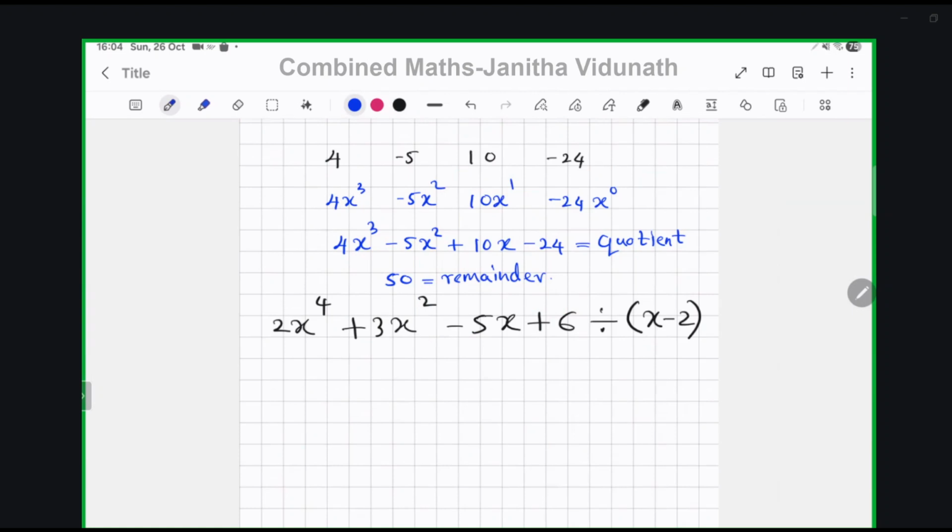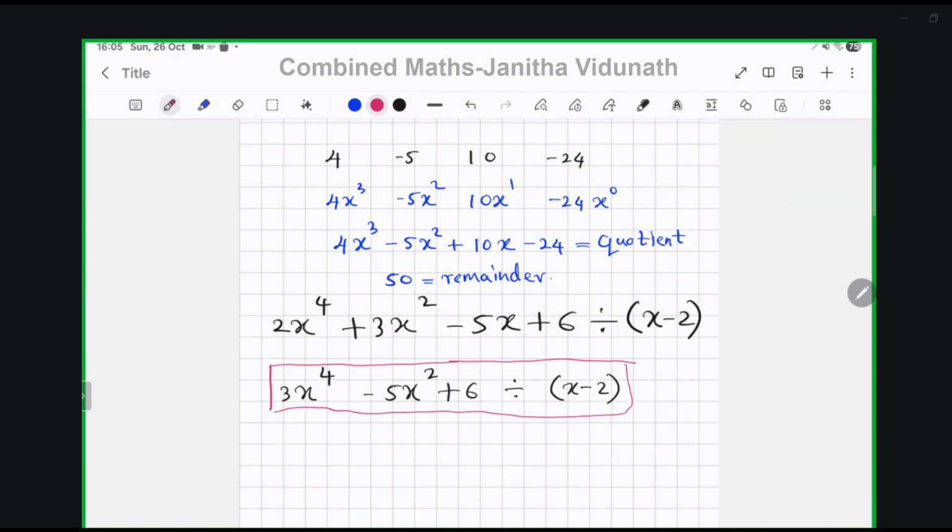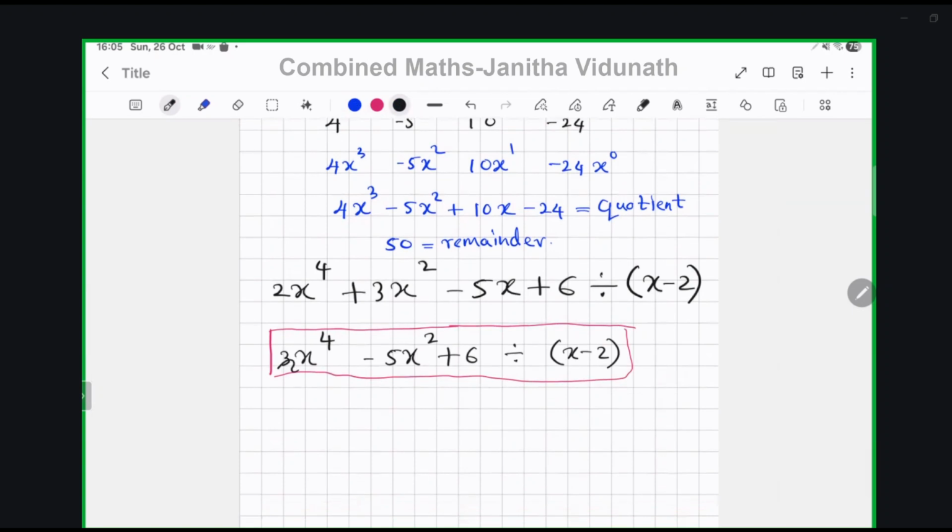The students who have already finished this question can write down this question and try: 3x to the power 4 minus 5x squared plus 6 is divided by x minus 2. The student who already finished the first one, please write down this question, do it and send me the answers. Meanwhile, I will discuss the previous question. I will give around 30 seconds to write down this question: 3x to the power 4 minus 5x squared plus 6 is divided by x minus 2.